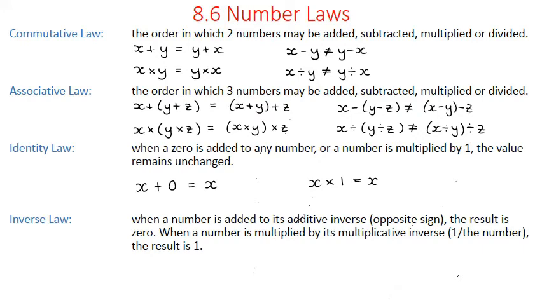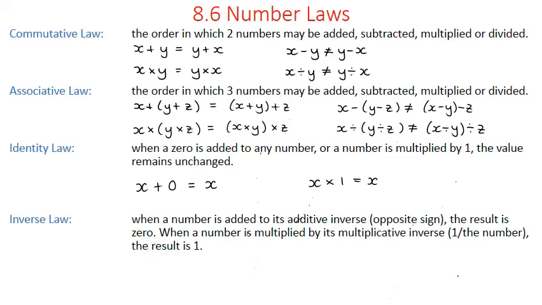Okay, the last law is the inverse law, and that is when a number is added to its additive inverse, which is just the negative or the opposite sign of that number. So if you have, for example, positive 5, the additive inverse would be negative 5. And if you had, say, negative 3, the additive inverse would be positive 3. So if you add the number and its inverse, then you get 0.